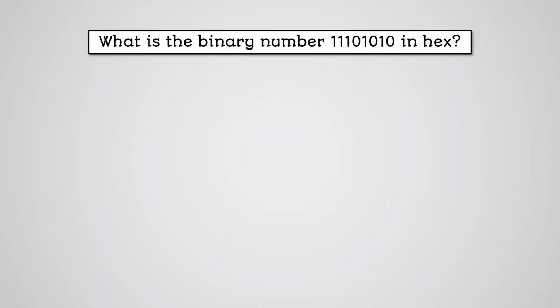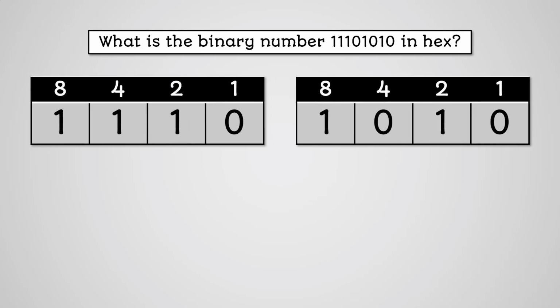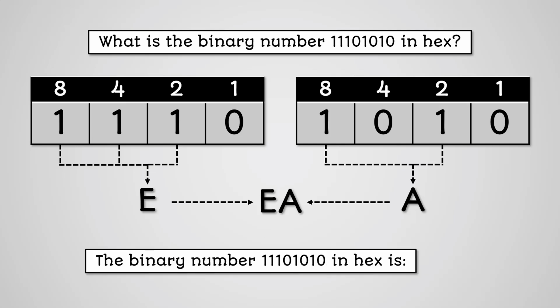Let's try another example. Consider the number 11101010. This is already 8 bits, so we can straight away split it into our 2 nibbles. We can now convert these 2 nibbles into their hexadecimal values. The first number is equal to 14, which in hexadecimal is E. The second number is equal to 10, which in hexadecimal is A. And then we can combine these 2 numbers together to get our result. So the binary number 11101010 in hexadecimal is EA.